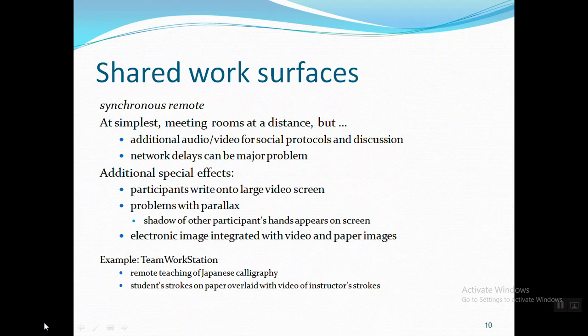One example is given related to shared work surfaces. It is team workstation. Here, a particular course or subject is being taught by a particular person to students sitting in remote places. Any online certification, what you and I do today, definitely is a very good example of what we are talking about now.